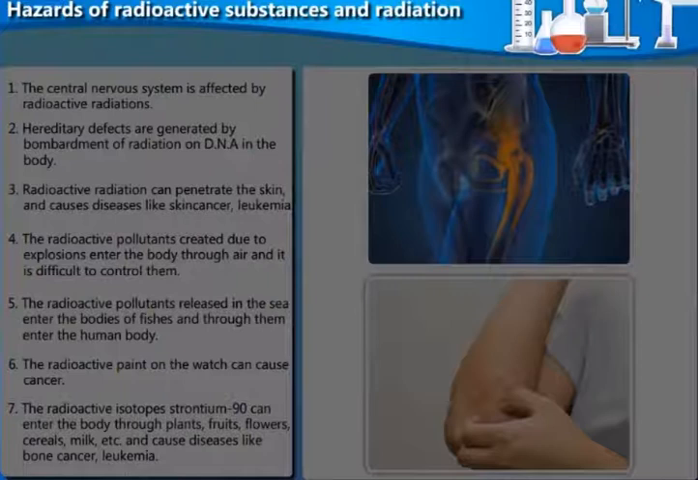And if you look at the fifth adverse effect, it says the radioactive pollutants which are released in the sea enter the bodies of fishes and through them enter the human body. Okay, you see, sometimes these bombs, atom bombs and all, the nuclear bomb testing is done in the sea, because it is dangerous to do it on the land.